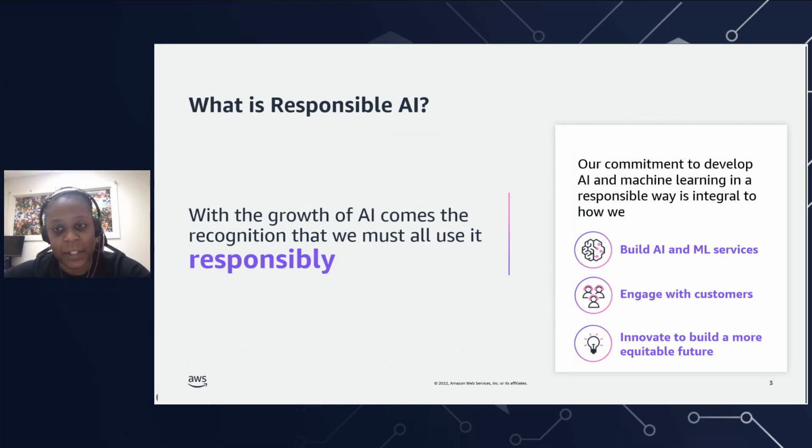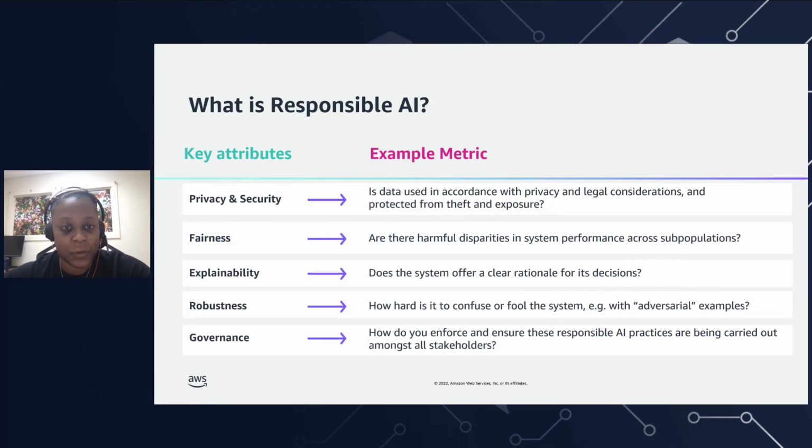So what is responsible AI? I've mentioned it a couple of times. When we say responsible AI, we know that with the growth of all AI that is to come, we must use it responsibly. And we'll talk a little bit more about what the different components of responsible AI are. But our commitment is to develop AI and machine learning in a responsible way. And we know this is integral to how we build AI and ML services, especially at AWS. It's integral to how we engage with our customers, and it's integral to how we innovate and build a more equitable future. A lot of times you hear people say that the future of tech is equitable, the future of tech is accessible, and the future of tech is inclusive. And we want to definitely vouch for that and continue in that motion.